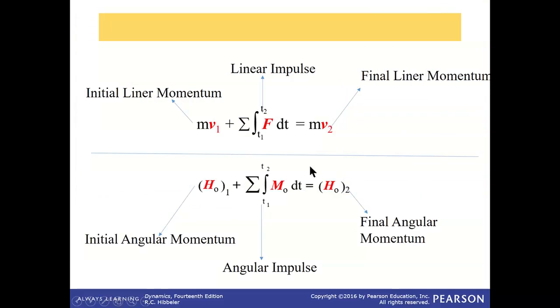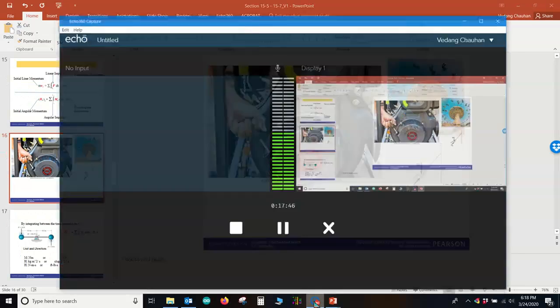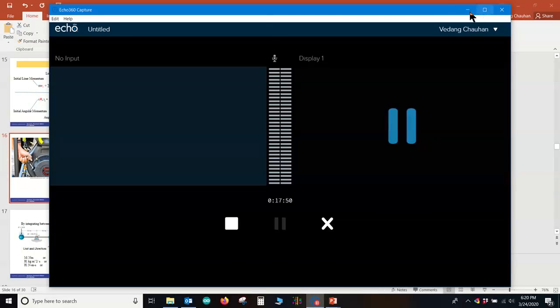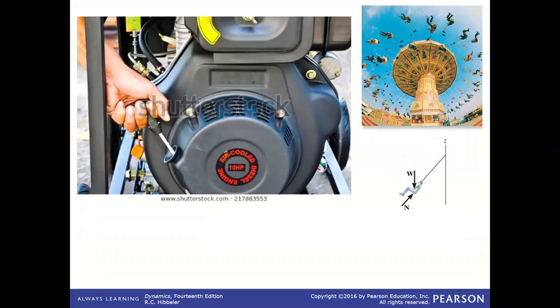Let's apply this equation to a practical situation. This is the hand start engine. So look at this example of hand cranking of an engine. In this machine there is a pulley which is attached to the crankshaft of the engine. There is a lever which is attached to the pulley. So the initial angular momentum of the pulley is 0 because there is no motion.